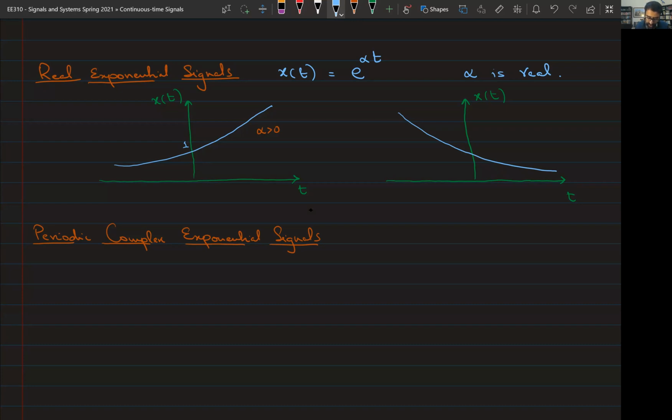And the general form of these periodic complex exponential signals in the continuous time domain is x of t being equal to e raised to power j omega naught t, right? So this is the most fundamental or basic signal that you can think of in the universe, right? What does this signal look like? I mean, if I were to plot this signal, what would it look like? Is this a growing exponential? Is this a decaying exponential, or is it something else?